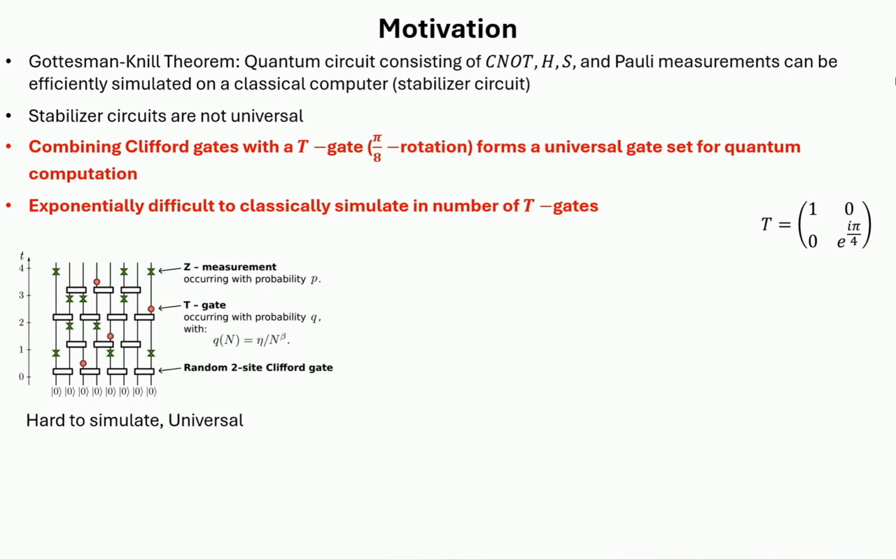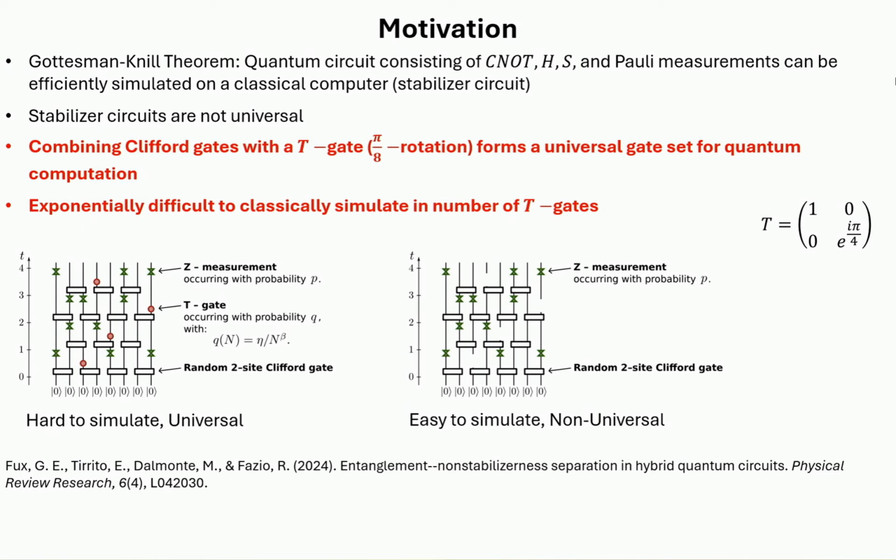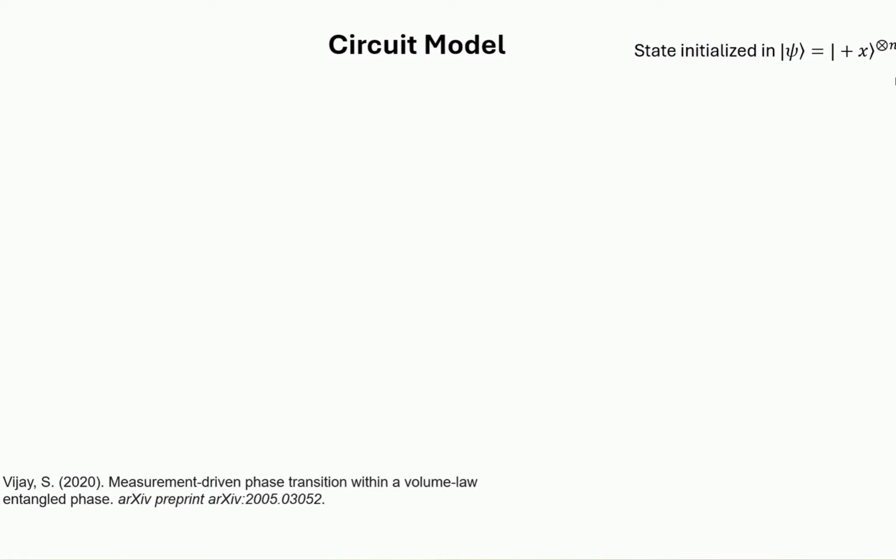gates. Here I've shown an example of something that's been studied already in the literature, where you have a brickwork structure of random two-site Clifford gates and T gates occurring with some probability, and you have Z-basis measurements, and this circuit is hard to simulate. However, if you remove the T gates, then you have a random Clifford circuit, which is non-universal, but this circuit is easy to simulate. So this is the reference for the work.